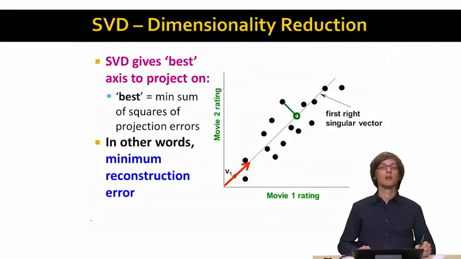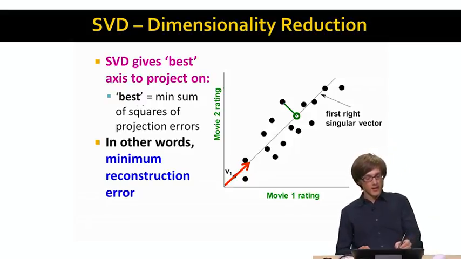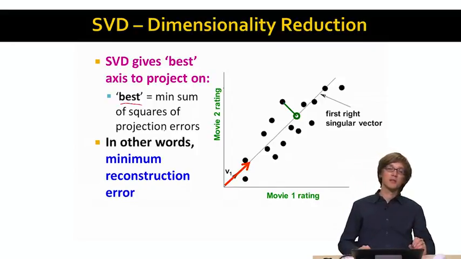And what SVD is really trying to do, in some sense, is give us the best axis to project on. What we mean by this is that best means that the sum of the squared projection errors is minimized. Okay, so in some sense we want a small set of axes such that if we represent our data in terms of those axes, we get the minimum reconstruction error.